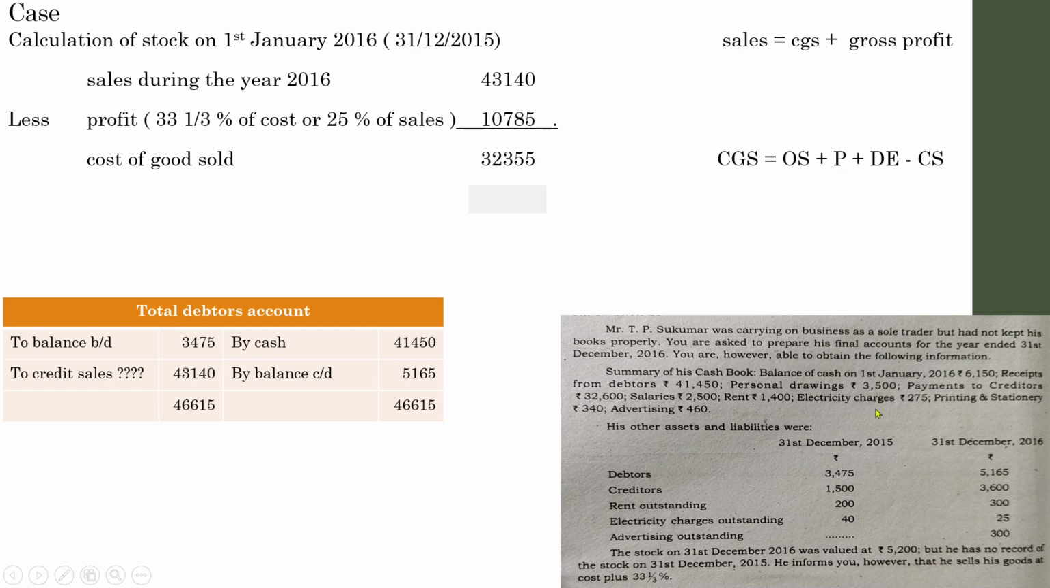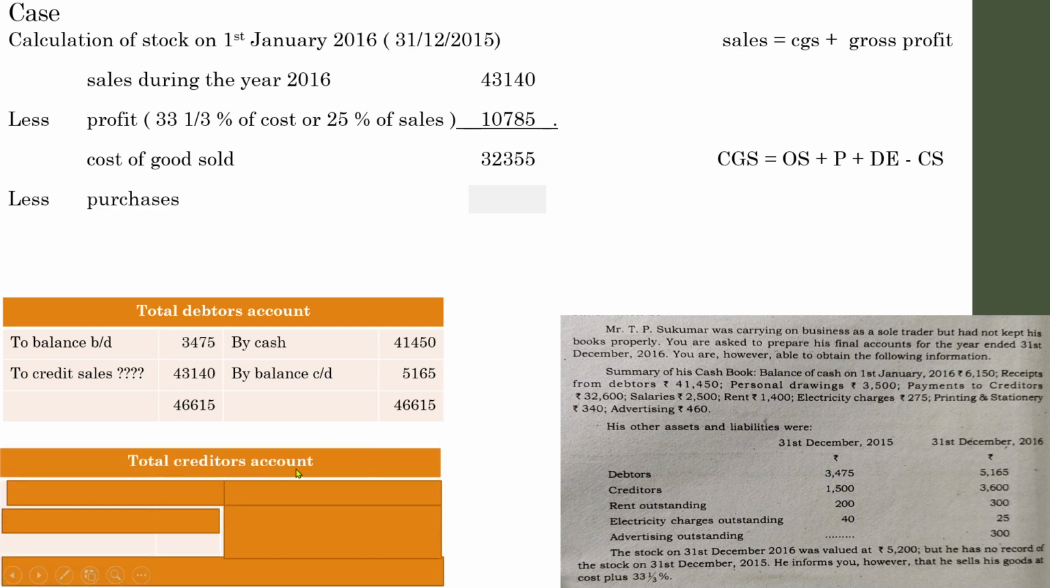Since there is no information regarding purchases directly given in the question, we can find the amount of purchases by preparing the total creditors account. We know that the total creditors account is prepared to find out credit purchases. Similarly, in case of total debtors account the same concept is followed. Here there is no information regarding cash purchases. So let us prepare the total creditors account to find purchases during the period.